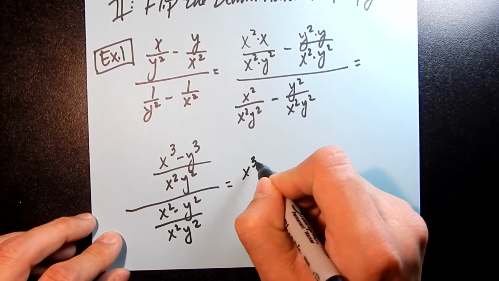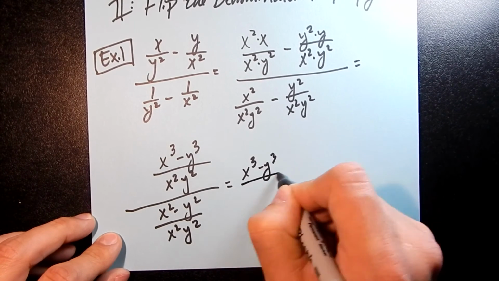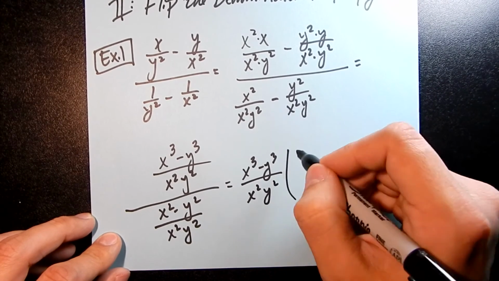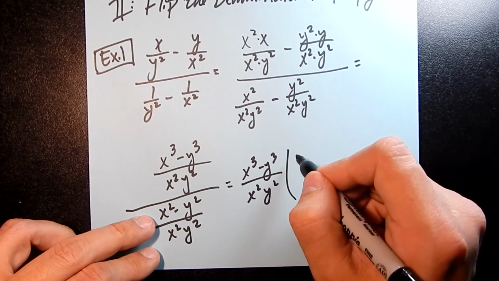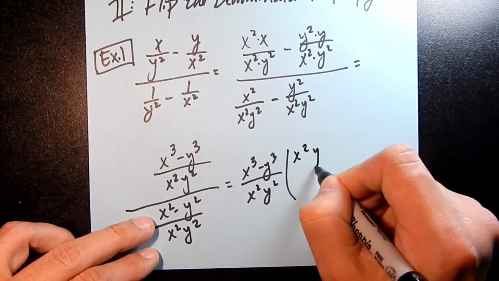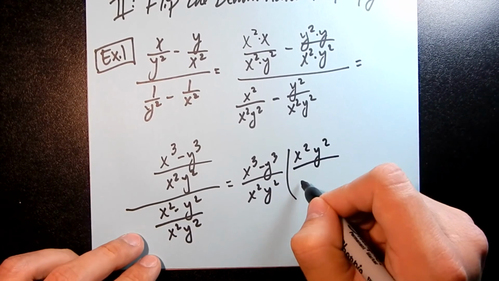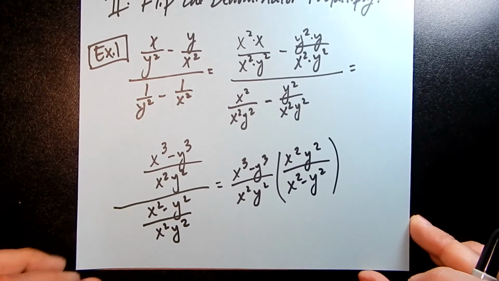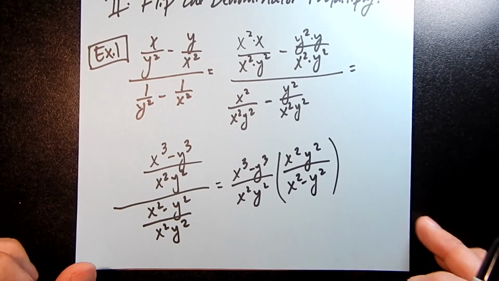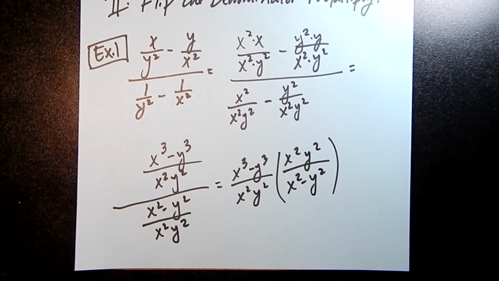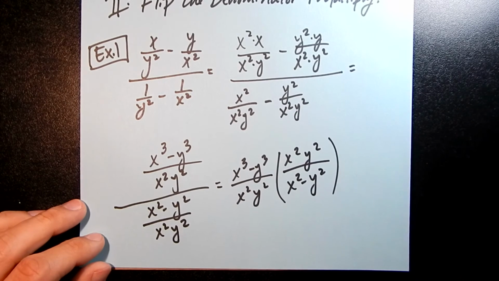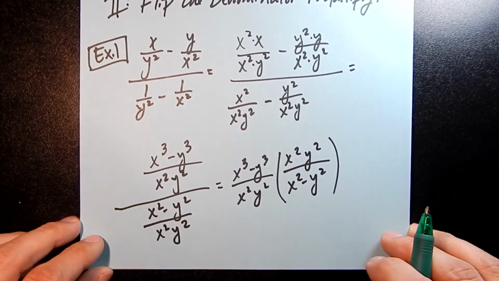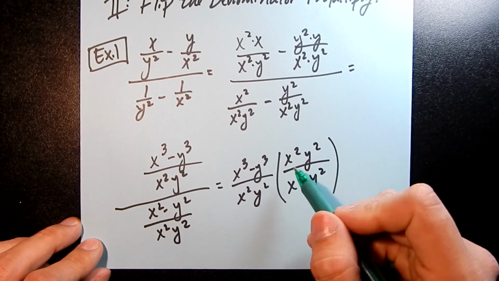So x cubed minus y cubed over x squared times y squared times, now this is going to get flipped over, so x squared times y squared over x squared minus y squared. It's really easy to get lost in these steps, so you want to be sure to keep track of what you're doing here. So the next step here, we can do some canceling.